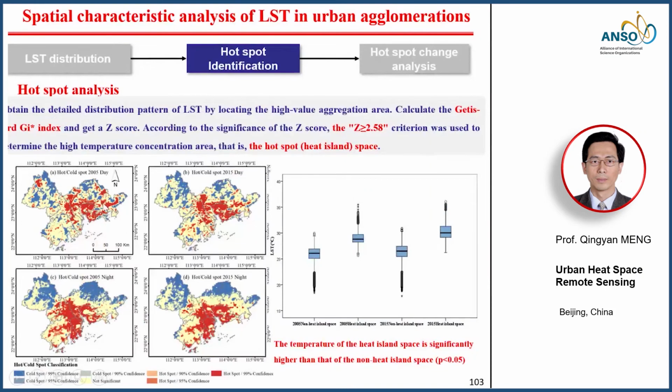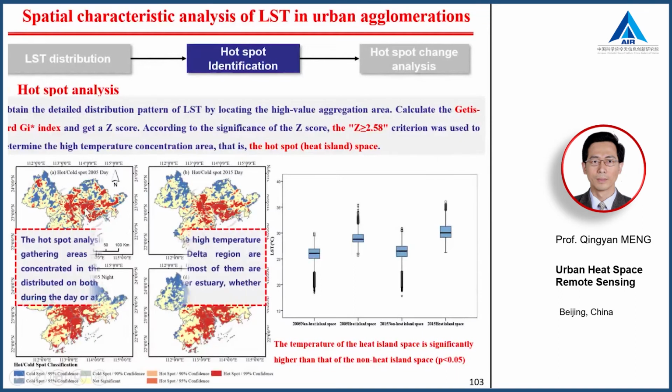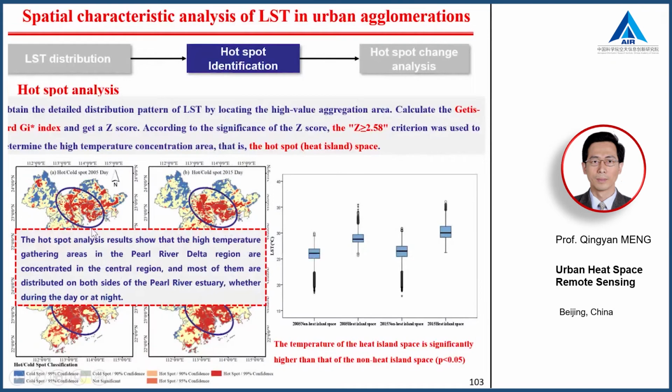Here we use the hotspot analysis. We obtain the detailed distribution pattern of the LST by locating the high values. You see the high value aggregation area. We calculate the Getis-Ord G index and get a Z score, and according to the significance of the Z score, this is the criterion used to determine the high temperature concentrated area, that is the hot spot space. The results show that the high temperature gathering in the Pearl River Delta region is mostly distributed on both sides of the Pearl River estuary, whether during the day or night.